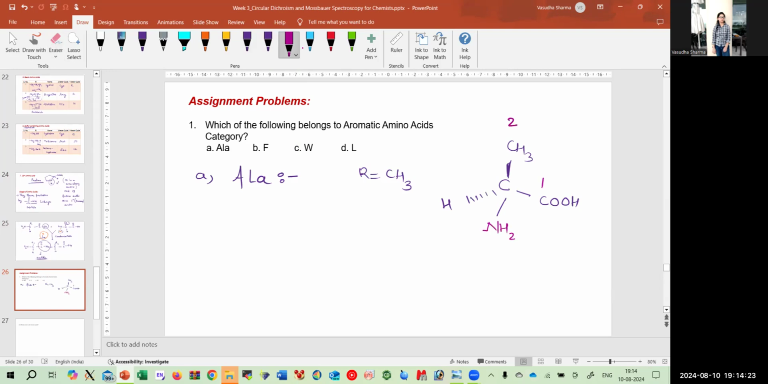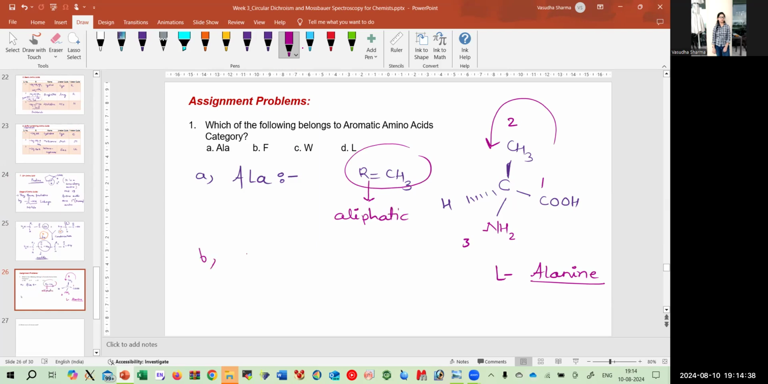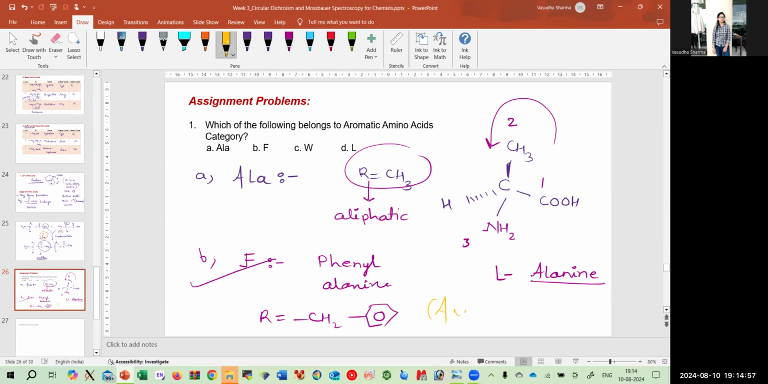So 1, 2, 3. So this is L, alanine. This is not aromatic because the system is aliphatic. Talking about the F, F we know that F stands for phenylalanine, which is having R group equals to CH2 and phenyl group. So this is an aromatic group.